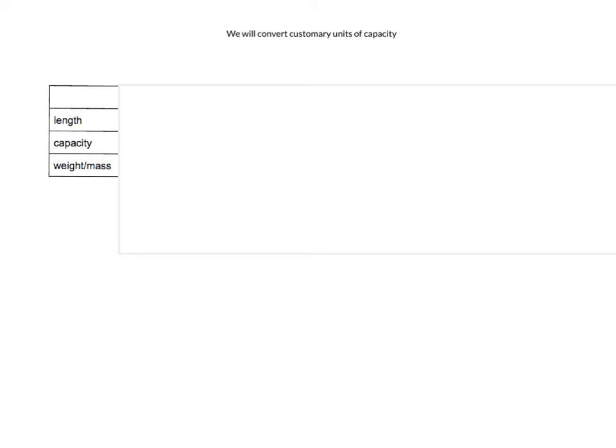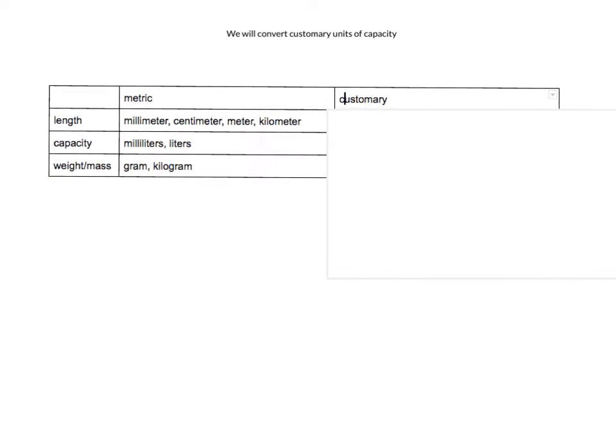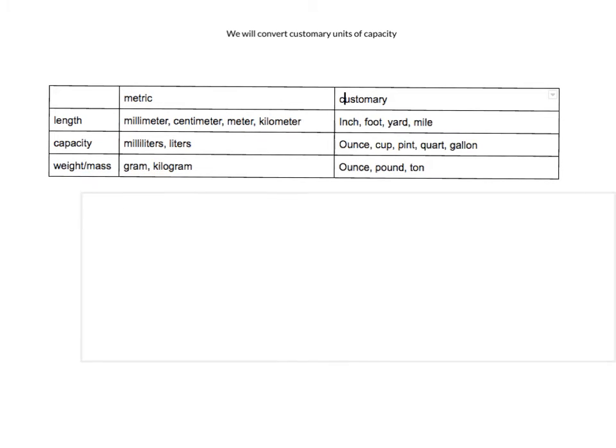There are two systems of measurement that we use: the metric system, which most of the world uses, and the customary system, which the United States and a few other countries use. To measure length in the metric system, we use millimeters, centimeters, meters, and kilometers. To measure capacity, it's milliliters and liters. For weight or mass, metric units are grams and kilograms. For customary, to measure length, we have inch, feet, yards, and miles. To measure capacity, there's ounce, cup, pint, quart, and gallon. And for measuring weight, there's ounces, pounds, and tons.